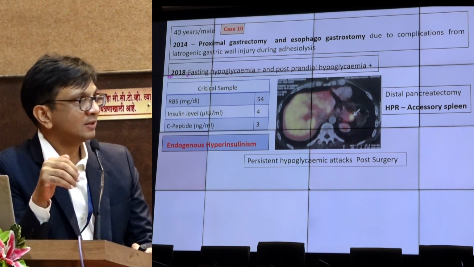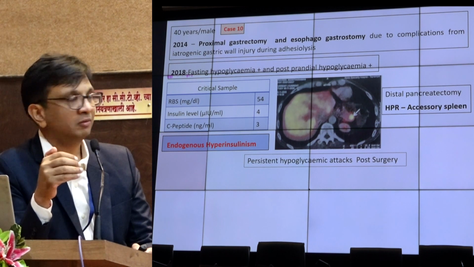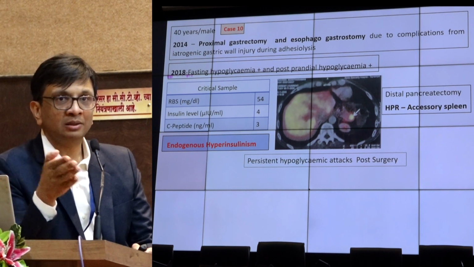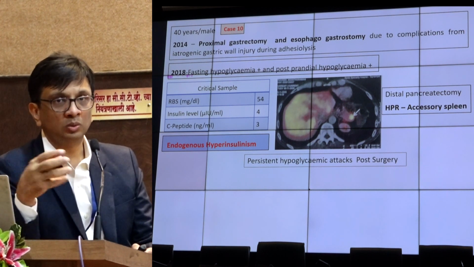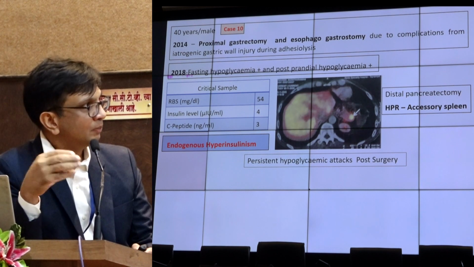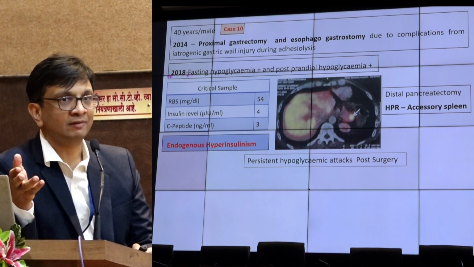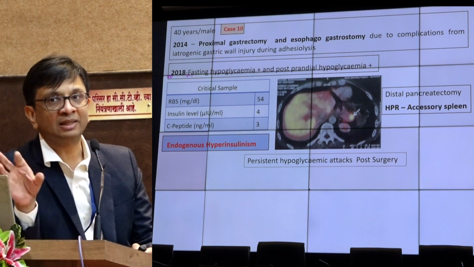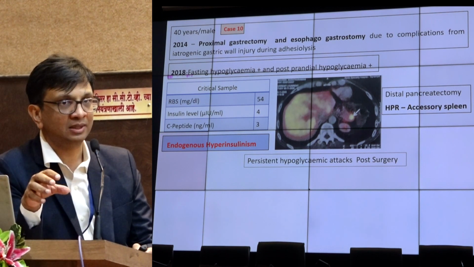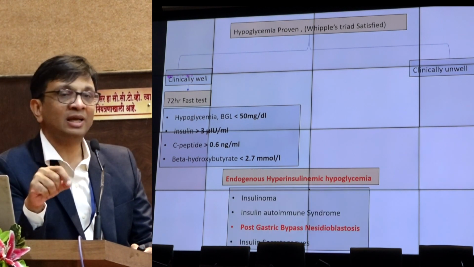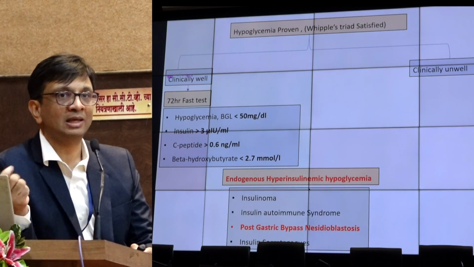So at this stage, when he was referred to us, we know that this is a case of after gastrectomy, people tend to get into beta cell hyperplasia, and it is a persistent hypoglycemia attack after surgery. Even after the second surgery, even after the so-called distal pancreatectomy, he was having persistent symptoms. So this is a case of post-gastric bypass nesidioblastosis.